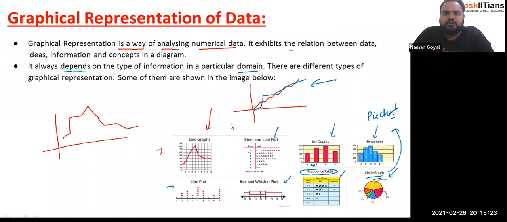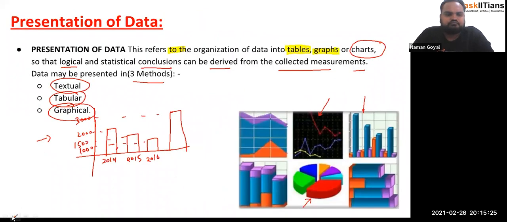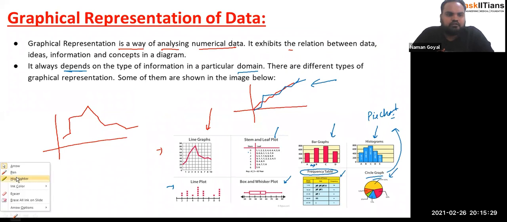Now see, there are different types of graphical representation. Some of them are shown in the image below. So if you see, there are some graphical representations given below. Okay, so I think you all got what is the meaning of graphical representation of data.